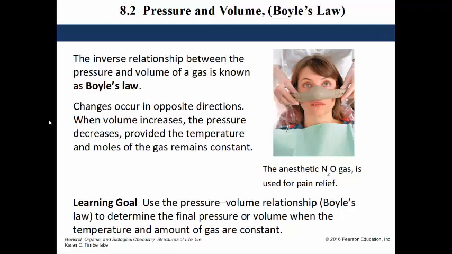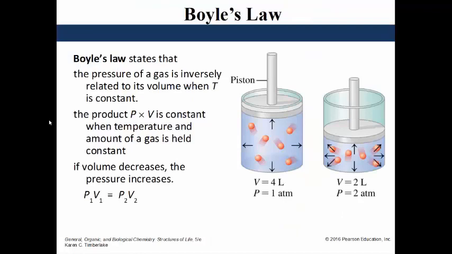If you take a deep breath in, the volume of your lungs and your chest increases. But when that volume increases, that causes the pressure to go down. That's how air gets forced into your lungs. And the exact opposite happens when you exhale. When you breathe out, your lung volume will decrease, which causes the pressure to increase. So air gets forced out of your lungs.